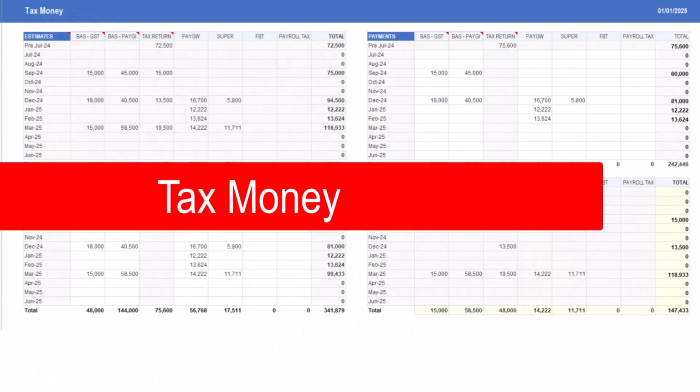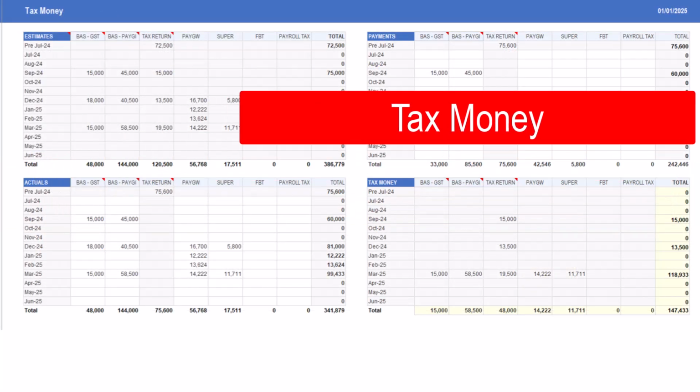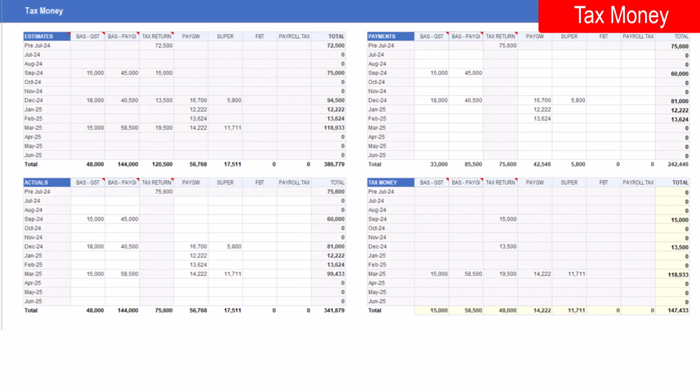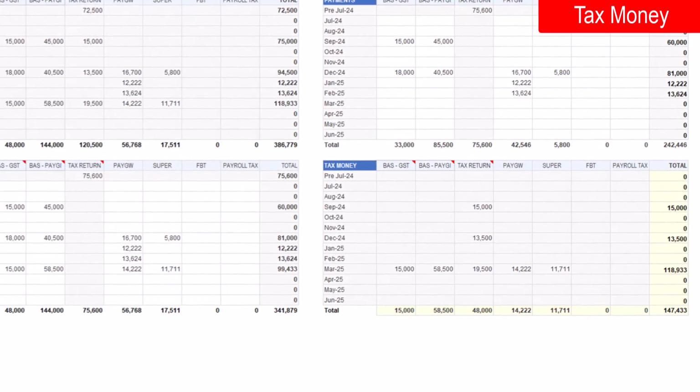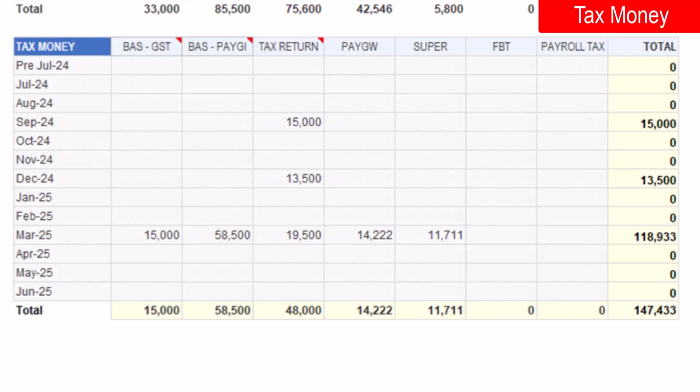And finally, the tax money screen shows a summary of all tax money by tax type and period grouped into tables for estimates, actuals, payments, and the balance of tax money. In our sample data, the tax money total for future payments includes BAS amounts for March, extra tax for the return at the end of the financial year based on a higher self-assessed PAYG installment rate, PAYG withholding for the month of March, and super guarantee for the March quarter.